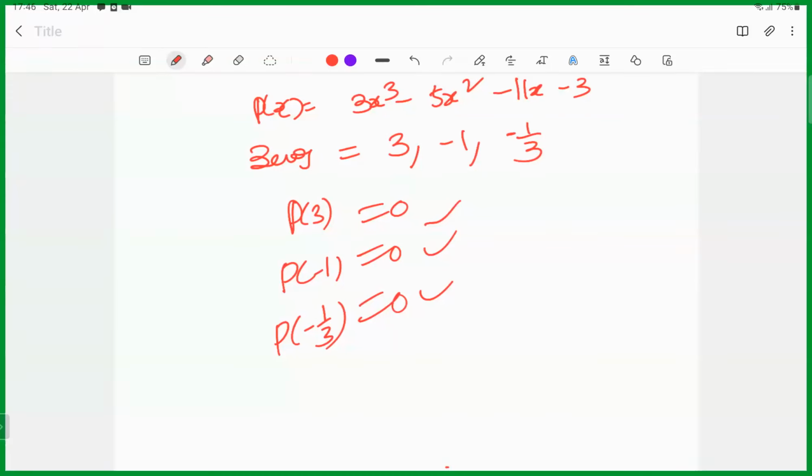Okay. And then verify the relation. Relation with respect to the coefficients. That is alpha plus beta plus gamma equal to minus b by a. Alpha beta plus beta gamma plus gamma alpha equal to c by a. Alpha beta gamma equals minus d by a. Verify that.